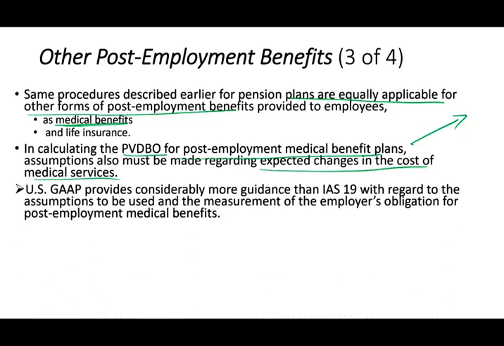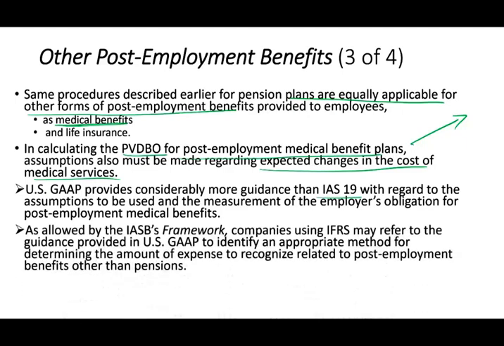US GAAP provides considerably more guidance than IAS 19 in regard to those assumptions. As a matter of fact, IFRS says, well, guess what? You could refer to US GAAP to identify the appropriate method in determining the expense. So yeah, IFRS says because US GAAP has more guidance for those post-employment benefits, go ahead and look at US GAAP and we'll be okay with that.